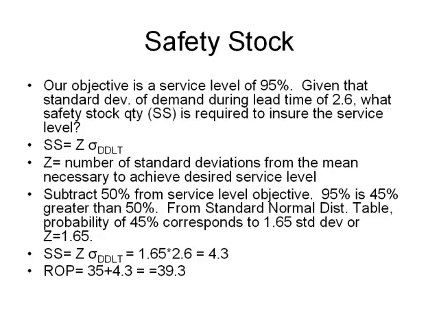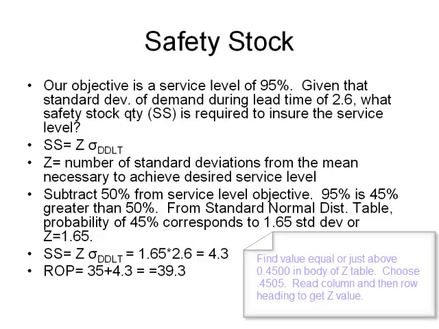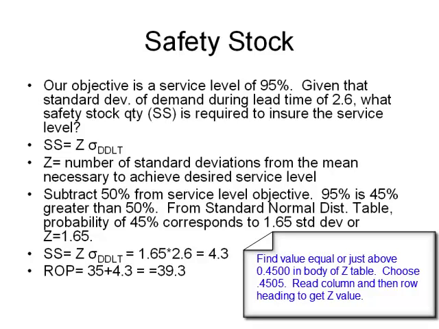0.4500. So if you go to your table and in the body you look for the value that's closest to 0.4500, and if you don't have one exactly equal to 0.4500, you want to take the one that's just slightly greater, because you want to be conservative here, although if you took the one that was slightly less than, it wouldn't really make much difference. So take the one that's just slightly greater.